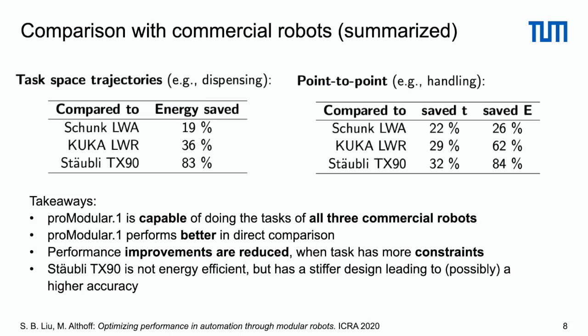Performance improvements are, however, reduced when a task has more constraints, such as when the task space trajectory is fixed, as can be seen above, or when obstacles are introduced, or longer trajectories are compared. An interesting point is that the Stäubli TX90 robot is not very energy efficient, although it is in the same payload class, but it has a stiffer design that possibly leads to a high accuracy, a factor not regarded in this comparison study.